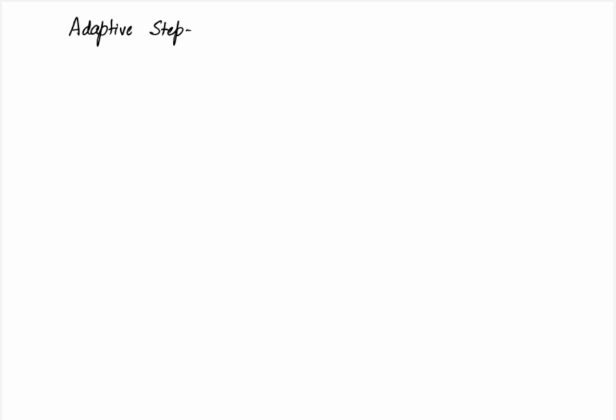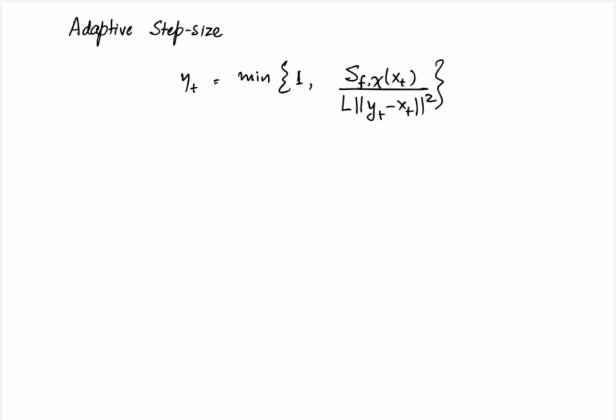Let us look at the adaptive step size choice, where we choose eta t equal to min of 1 comma s of xt divided by L times norm square of yt minus xt. This choice requires us to know s of xt, but since that is the objective of our update subproblem, we already know its minimum value from solving the first subproblem. Similarly, at iteration t, we already know xt and yt, and therefore the norm of xt minus yt is known. However, it does require us to know L, but there is no need to know D, which is the diameter of the calligraphic set X.